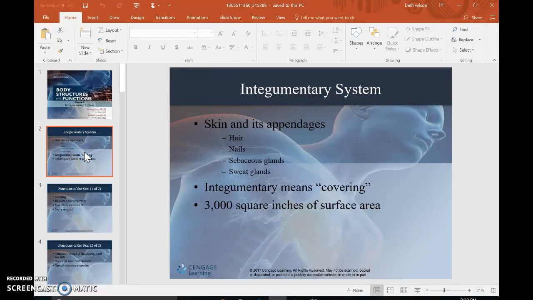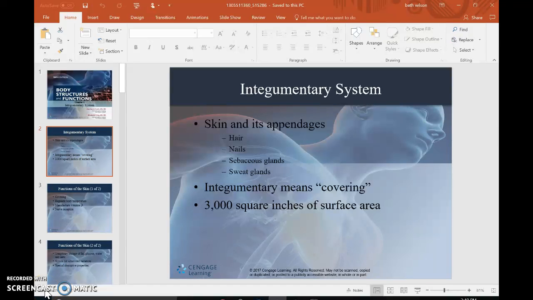So the first PowerPoint slide is the integumentary system. What is the integumentary system? The integumentary system is talking about the skin and the appendages such as hair, nails, sebaceous glands and sweat glands. The word integument means covering. So the integumentary system is the covering system, the outer layer of our body. It is the protective covering of our body.